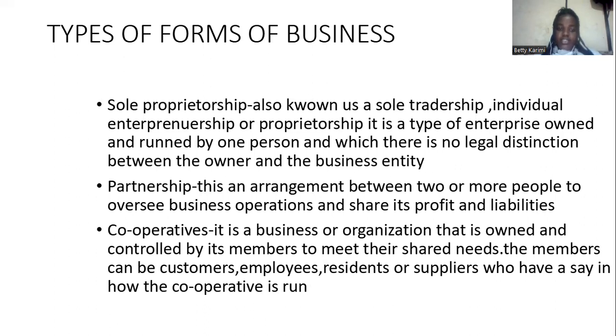Let's look at partnership. A partnership is an arrangement between two or more people to oversee business operations and share its profits and liabilities. For a partnership, you can have two people or more, but the maximum number of partners in a partnership is supposed to be 7. Yes, we will look at that later, maybe in our next class.